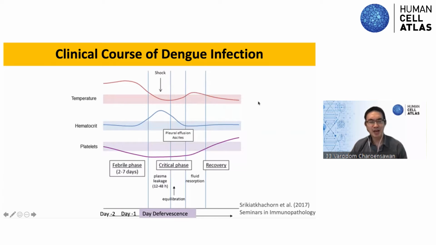Dengue has a very interesting clinical course. The patients with dengue usually present with very high-grade fever for several days. We call this the febrile phase. And then suddenly the fever drops down, which is what we call defervescence day, or DEF for short. And that's actually the start of the very critical period where you have a high hematocrit.